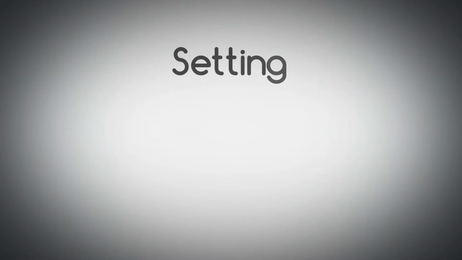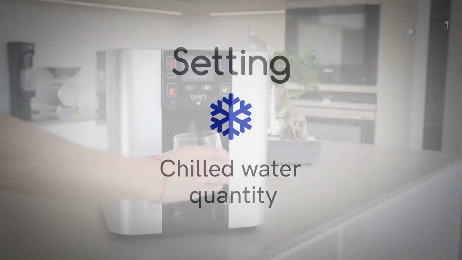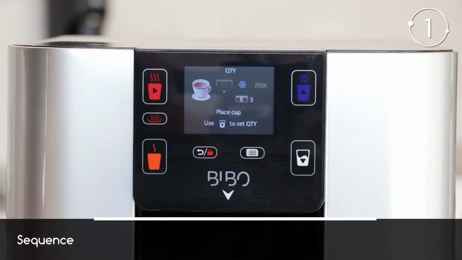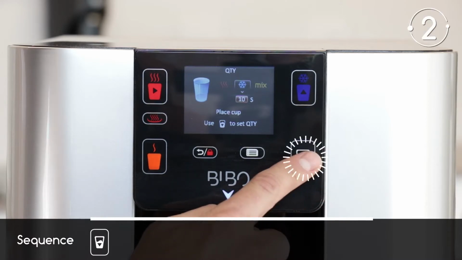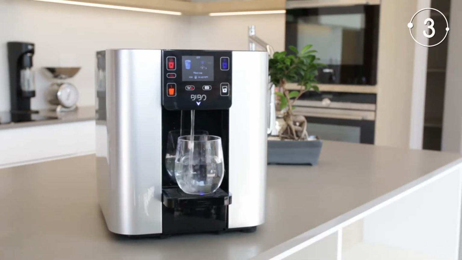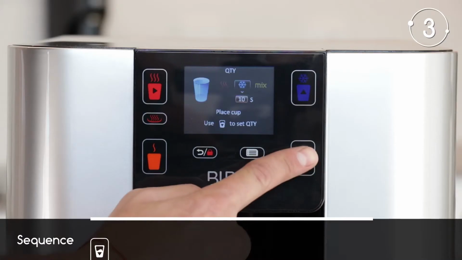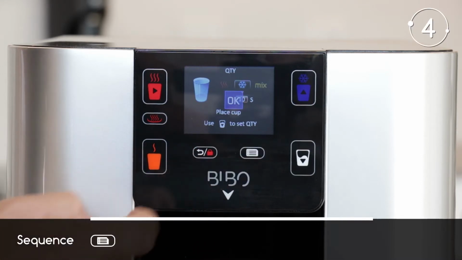To set the automatic dispensing quantity for chilled water, follow these steps. Navigate to the chilled water setting using the red cup button. Touch the white cup button once and the water will now start dispensing. Once it reaches the preferred amount of water, touch the white cup button again. This will stop the dispensing. Then touch the menu button to save this setting.